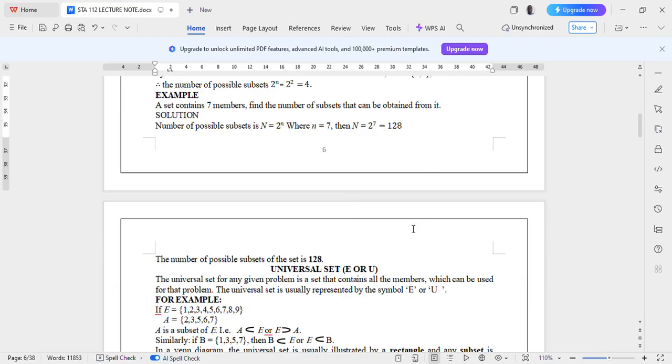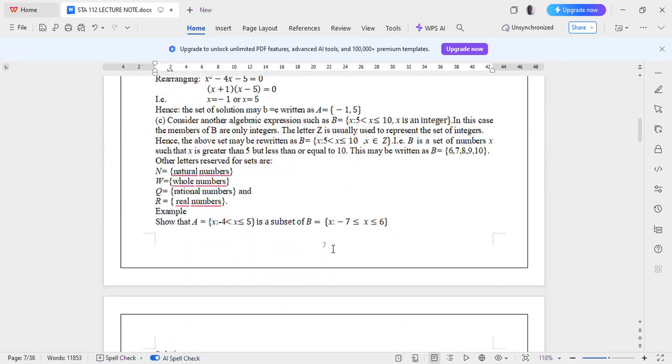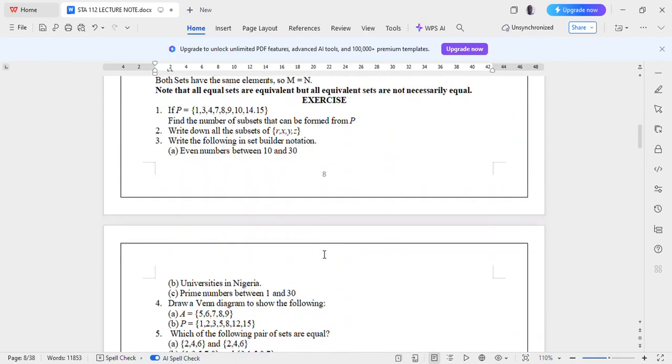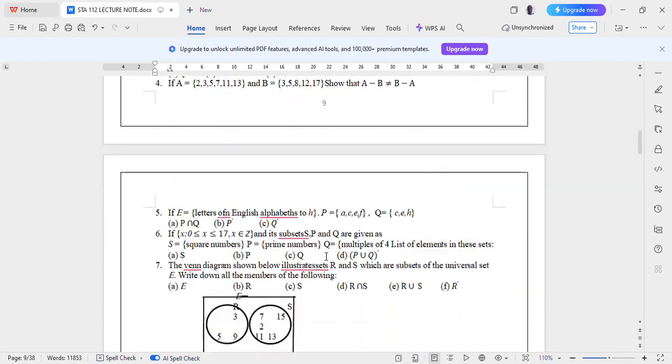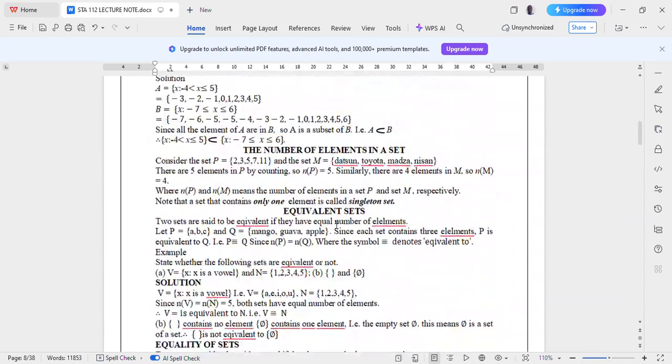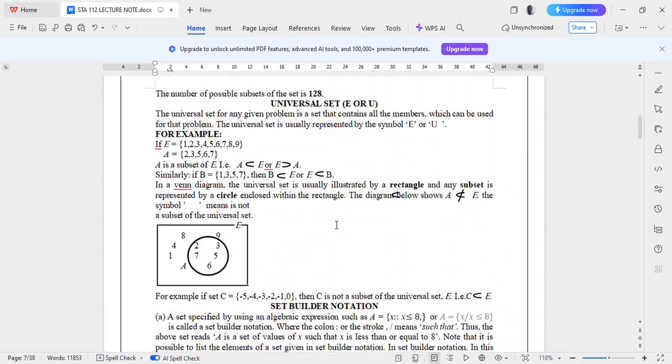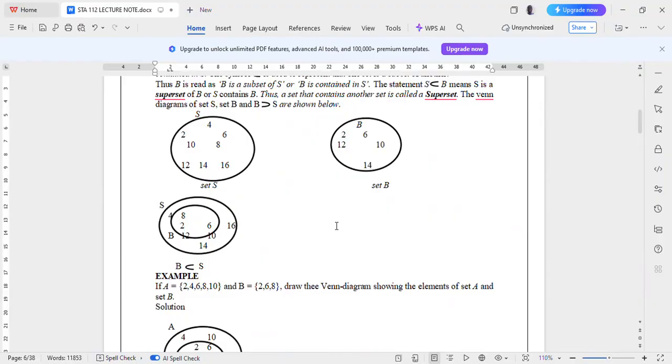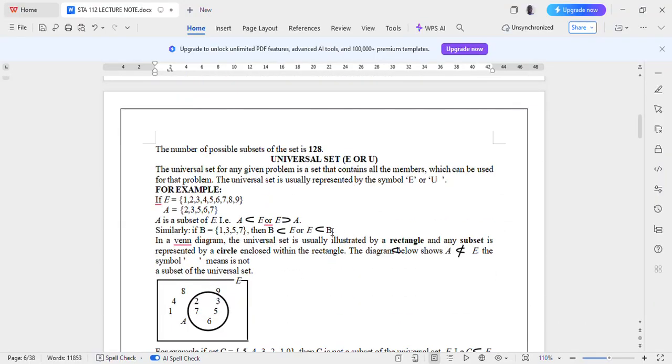So then let's talk about the universal set. Let me see, we can finish this module; I don't want to go beyond the 1 hour. So, universal sets. The universal set for any given problem is a set that contains all the members which can be used for that problem.